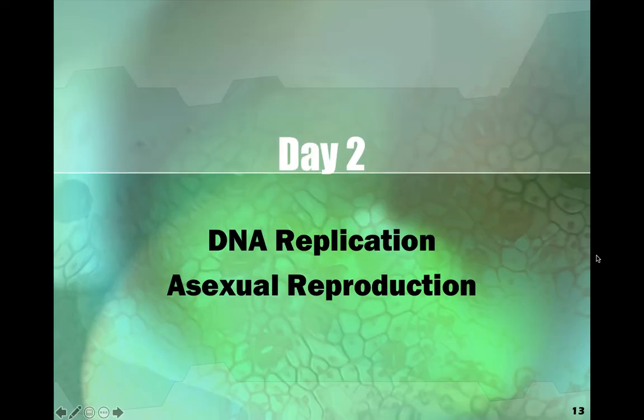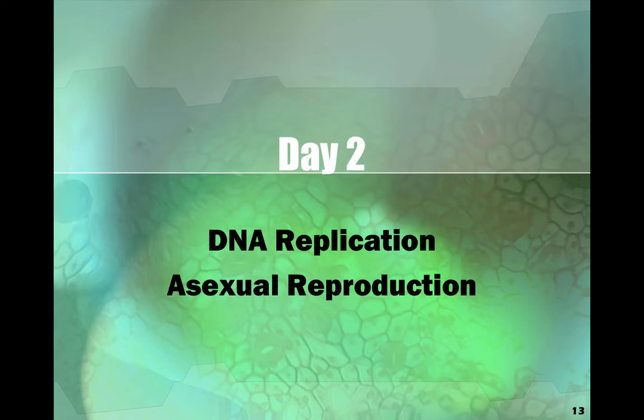Mitosis, and today what we'll be talking about is DNA replication and asexual reproduction. Remember, DNA replication occurs inside of the S stage of interphase. That's what we talked about last class. Today we're actually going to get into more specifics on how that happens. We'll also have an activity that talks about replicating a DNA strand and what that looks like as well. After that, we'll go into asexual reproduction.